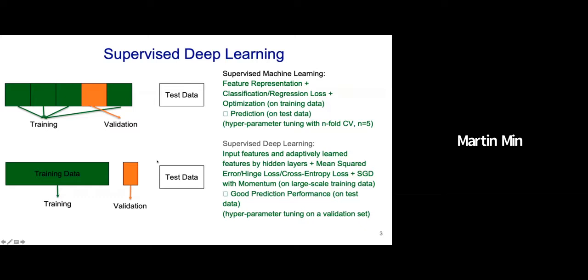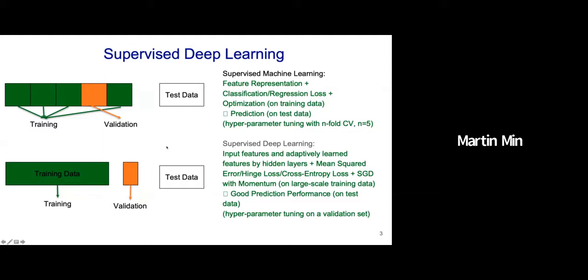In traditional supervised machine learning, when you need to tune a hyperparameter of your model, such as for an SVM, you often use five-fold cross-validation, right? You split your training data into five folds, and use each fold as a validation set to choose the best hyperparameter that works well, for example, the hyperparameter C. And after you set the hyperparameter, you test it on the test data.